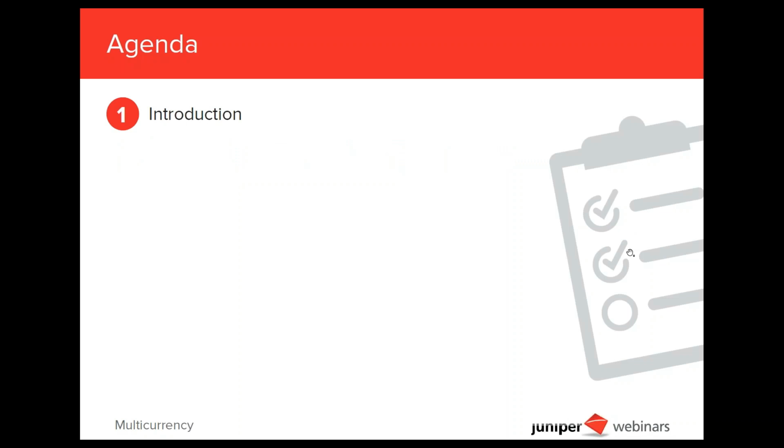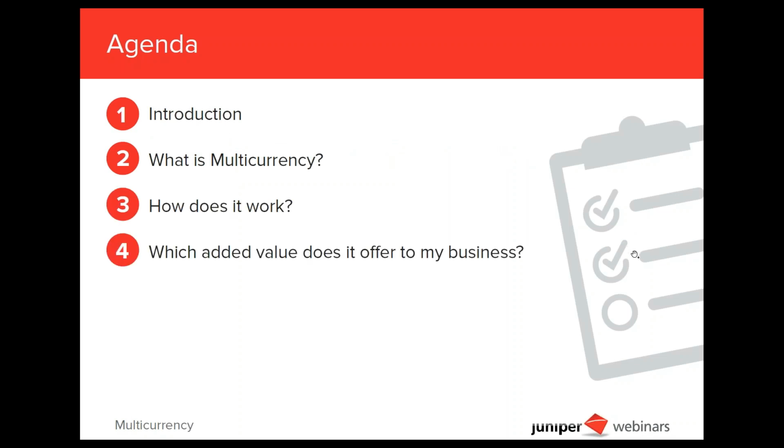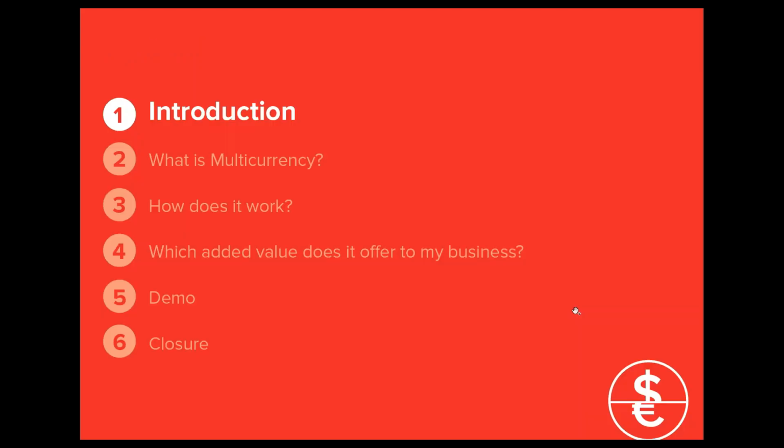So let's see the different points we will talk about in this presentation. First of all, we'll start with an introduction. Then we will explain the concept of multicurrency. How does it work? Which added value does it offer to your business? Then we'll make a live presentation showing some of the things we will be talking about during this presentation. And last but not least, we will make a brief conclusion to make an overview of everything said until that point. So let's start with the introduction.